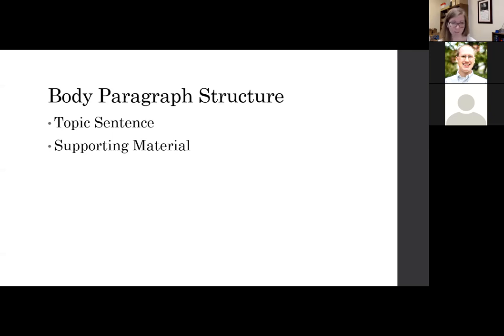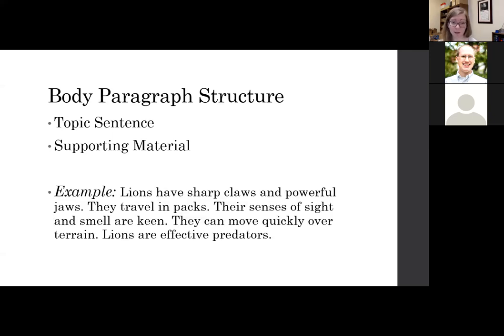Here's an example. Lions have sharp claws and powerful jaws. They travel in packs. Their senses of sight and smell are keen. They can move quickly over terrain. Lions are effective predators. In this example, the topic of the paragraph is the last bit of information given.